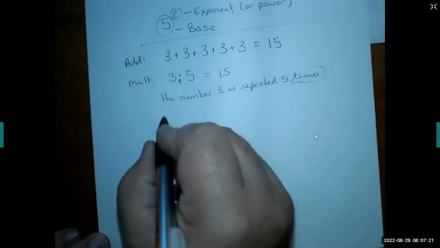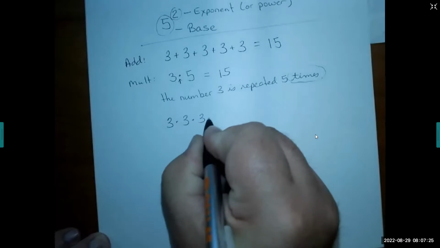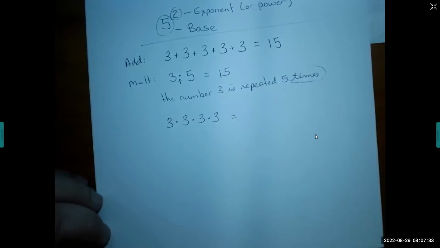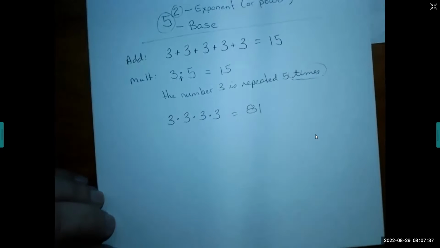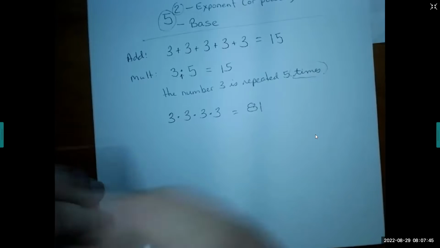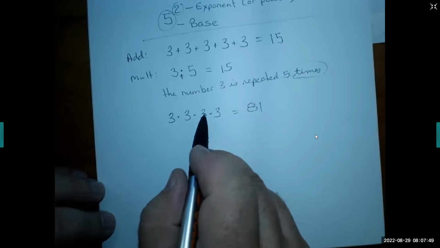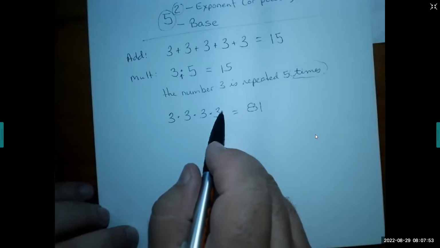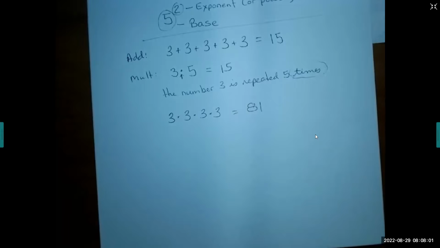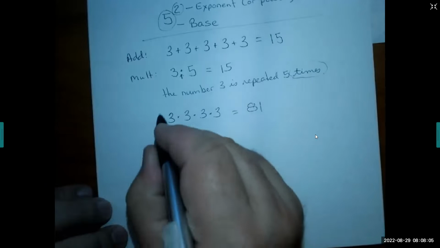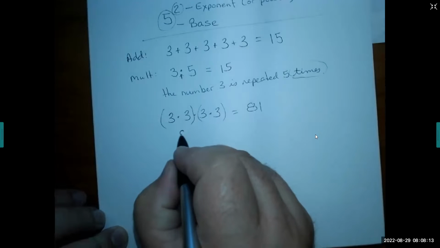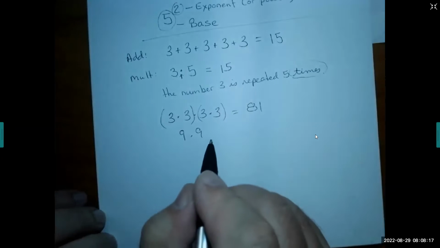Then, what if we had this example? What would that equal? 81. Well, how'd you get 81? Okay, but 3 times 3 times 3 times 3. Well, yeah, but 27 times 3, you'd have to do some carrying and stuff like that. Remember what we talked about last week? The associative property, and the commutative property. I can associate these two together, and I can associate these two together. 3 times 3 is 9. 9 times 9 is 81.